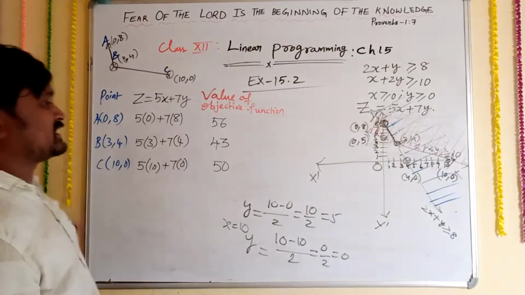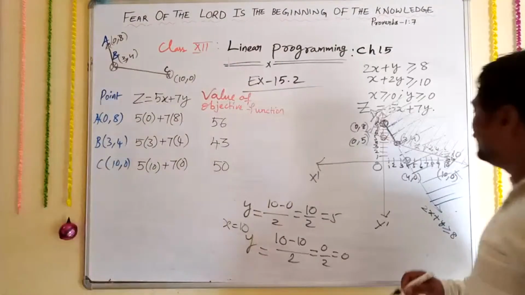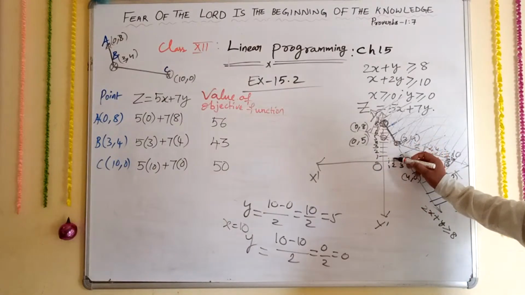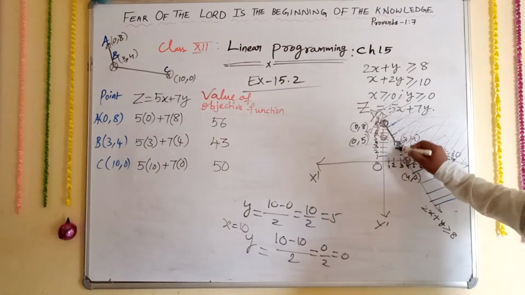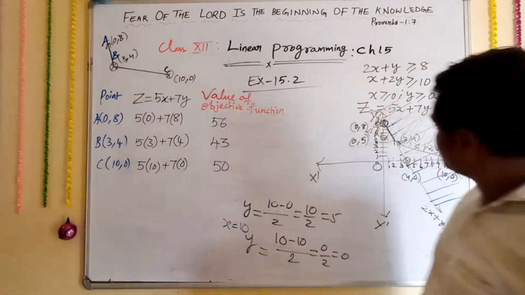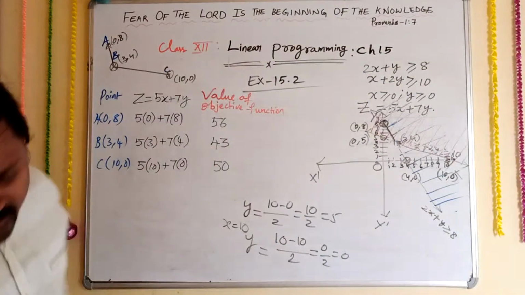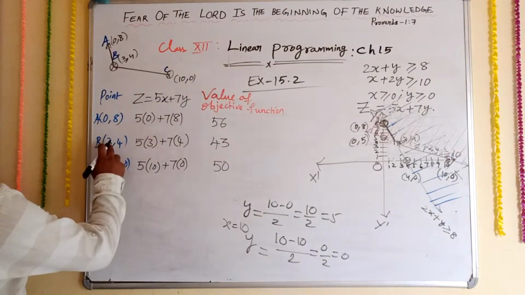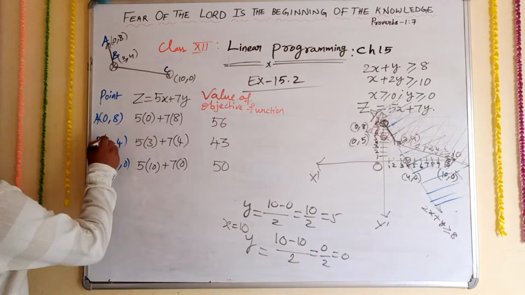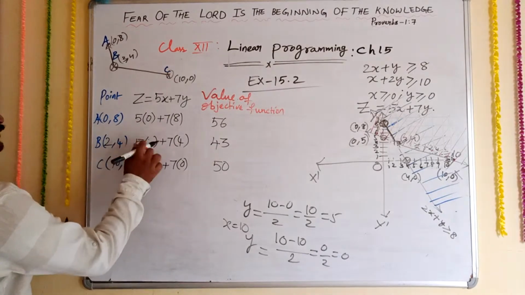Alright, at this point we should carefully observe. This is a graph mistake. It is 2 and 4. Okay, so this point changes, this is 2 and 4. It is not 3 and 4. It is 2 and 4.